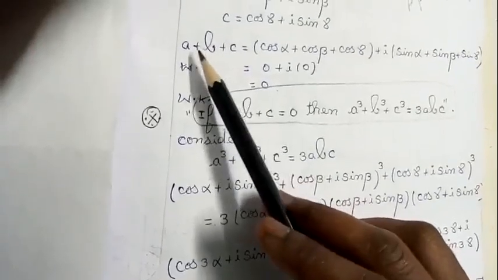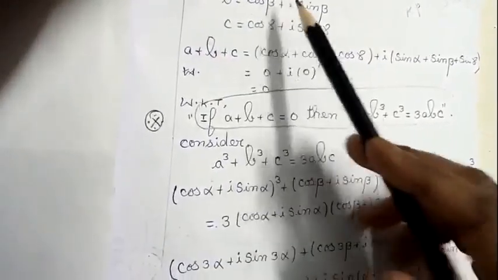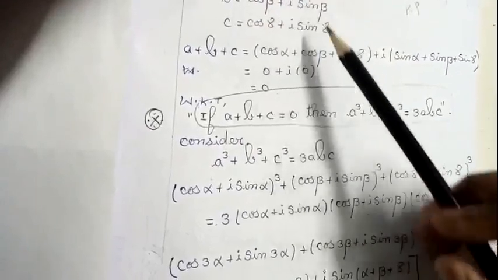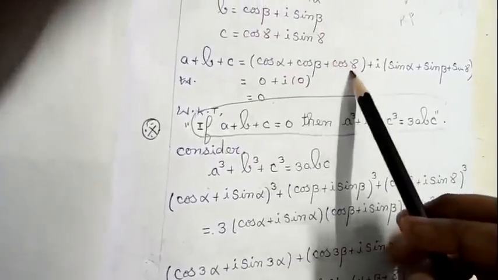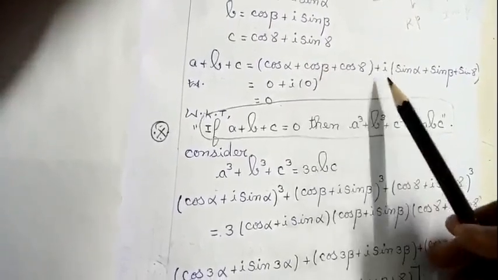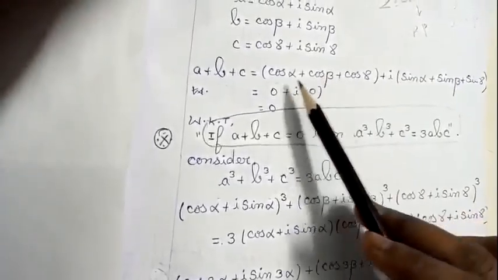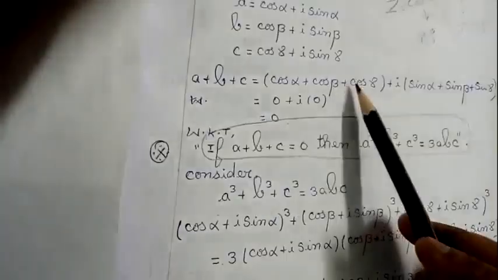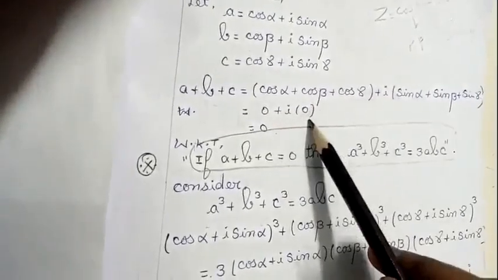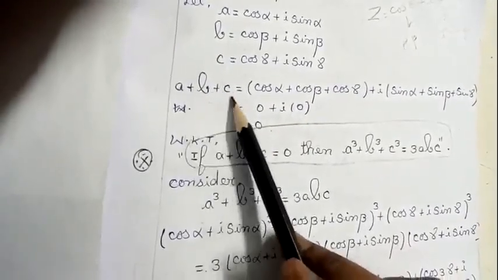So, what is the value for A? Cos alpha plus I sin alpha. While I am writing itself, I am writing like this: real part plus imaginary part. Real part fully I am clubbing together, that is cos alpha plus cos beta plus cos gamma, plus I times the imaginary part. If you see, cos alpha plus cos beta plus cos gamma equal to 0, plus imaginary part is also 0, since it is the given condition. Automatically I am getting the value for A plus B plus C equal to 0.